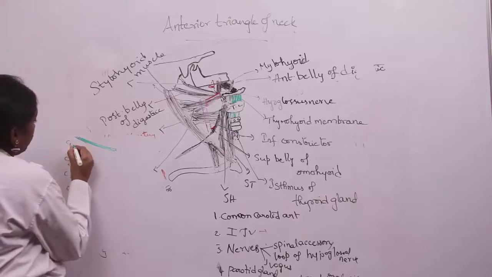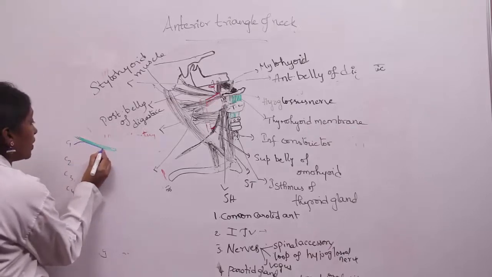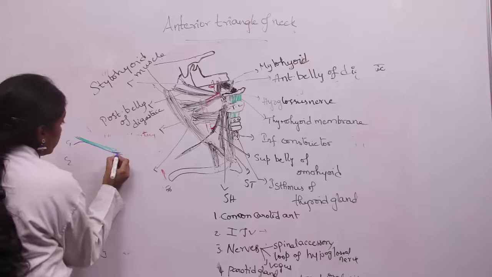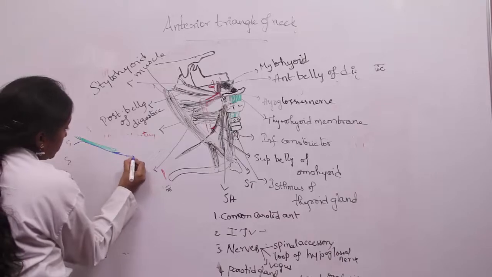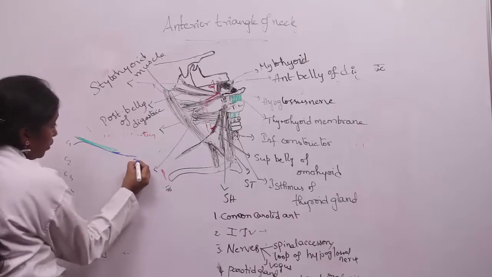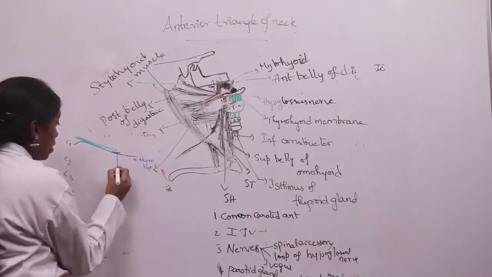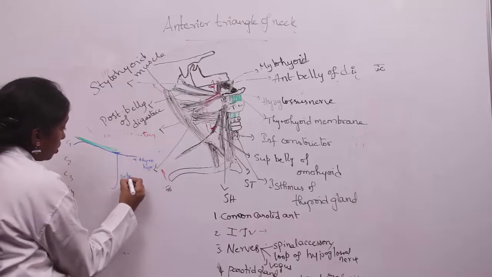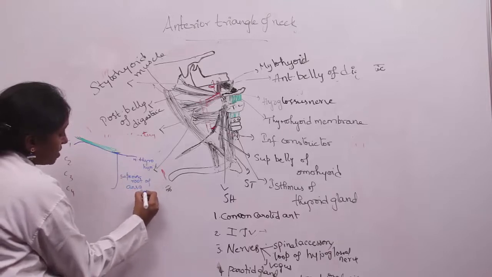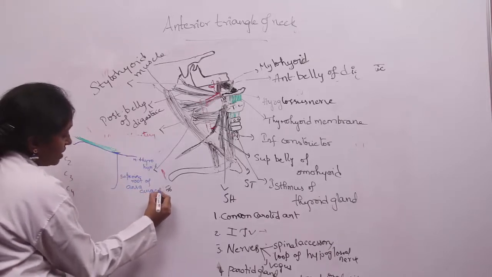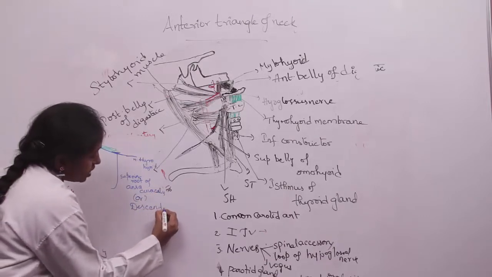A twig from the C1 runs along with the hypoglossal nerve and gives rise to two branches. One is nerve to thyroid, and another one is superior root of ansa cervicalis, or we can otherwise call it descendens hypoglossi.